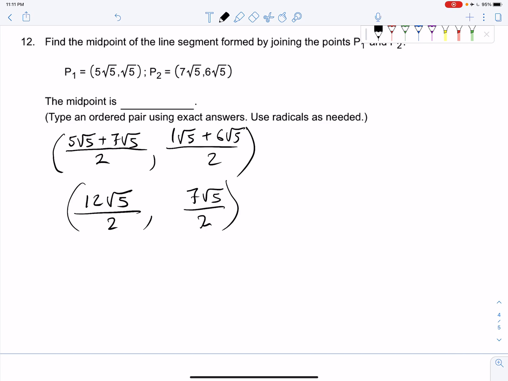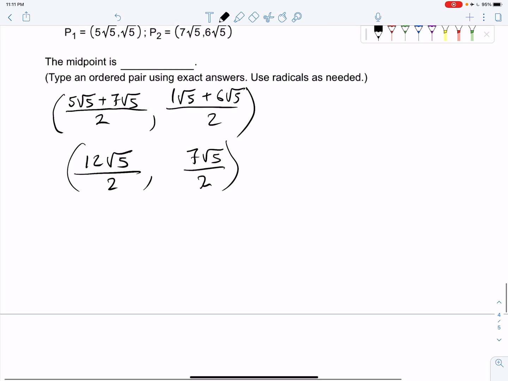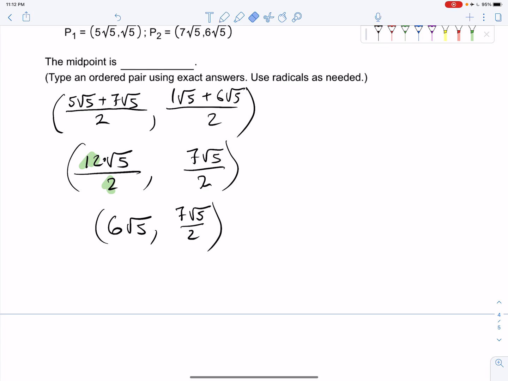Okay, we have one more simplification. 12 divided by 2, right? We're highlighting this right here. These are factors. So you can reduce common factors, right? This is being multiplied. 12 divided by 2 is 6. So we've got 6 root 5 for the x value, comma, and then this does not reduce. So this is 7 root 5 over 2. And that is your midpoint.